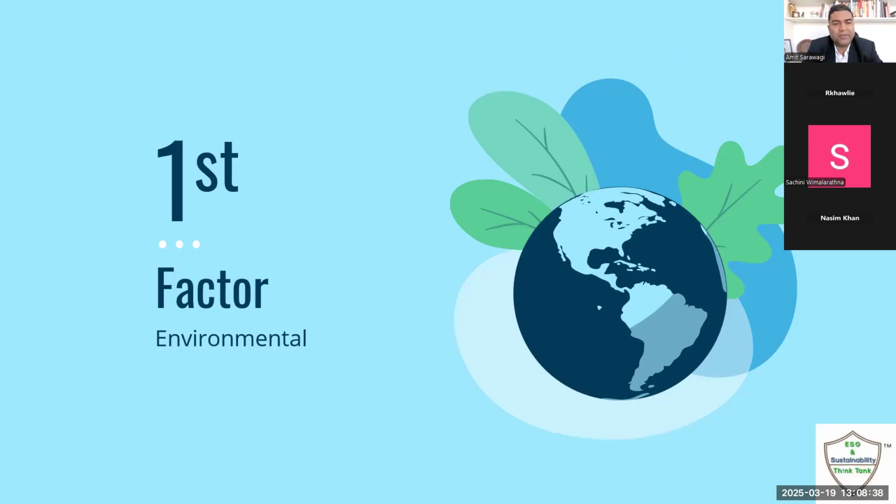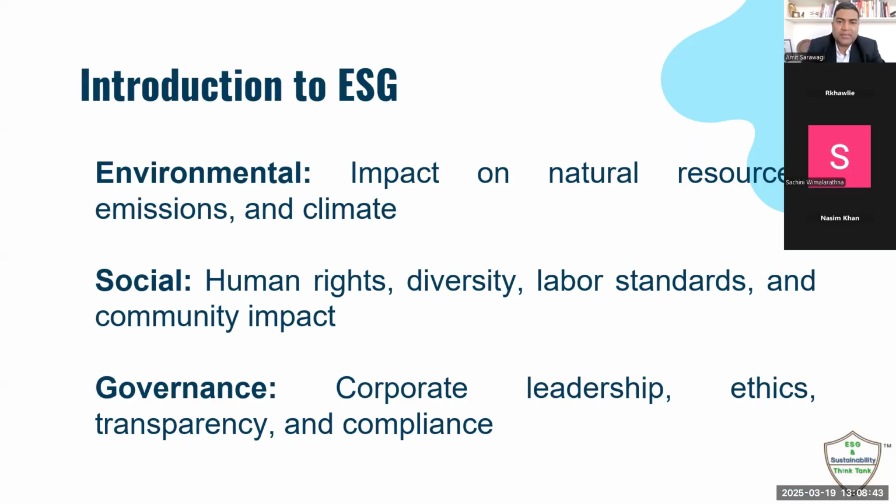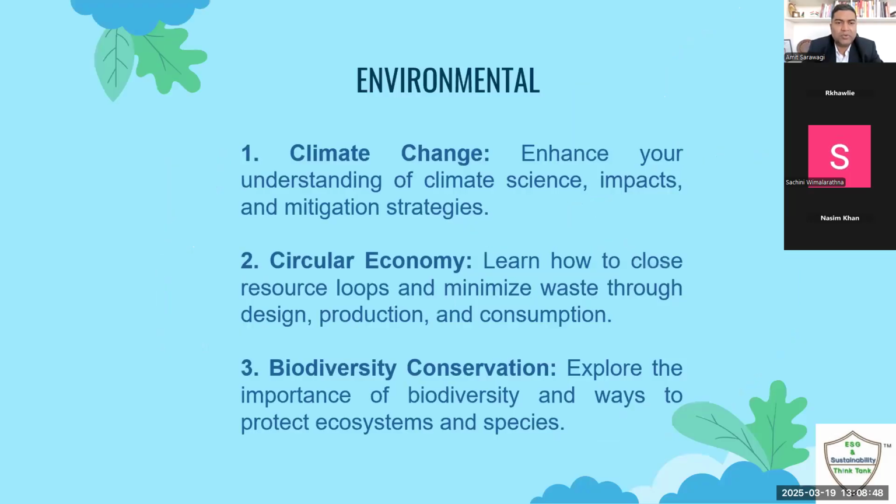Now, the first factor of ESG is environmental. So what is covered in environmental? As we discussed in the earlier slide, natural resources, emission, and climate change. Let us discuss more. Within the environmental factor, first and foremost is climate change. You must have heard everywhere about climate change, why it is happening and what the mitigation strategies are for it. So enhance your understanding of climate science, impacts, and the mitigation strategies around climate change. The study of climate change is covered in the environmental factor of ESG.